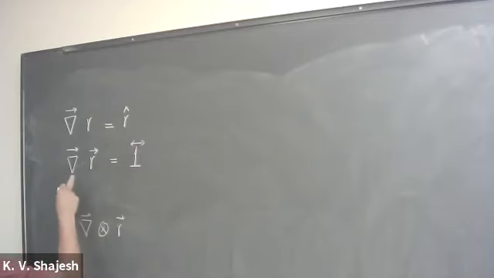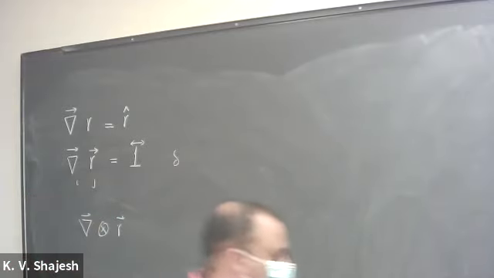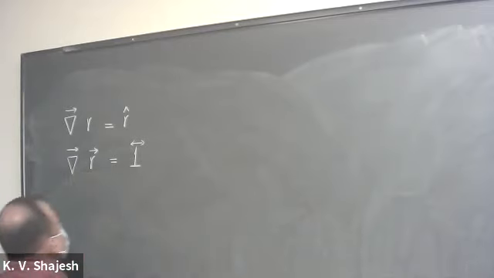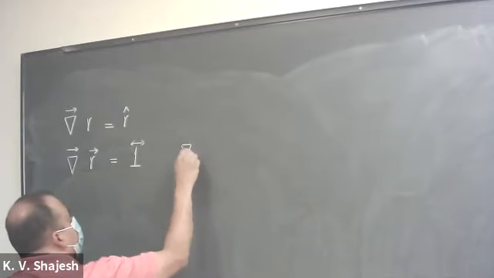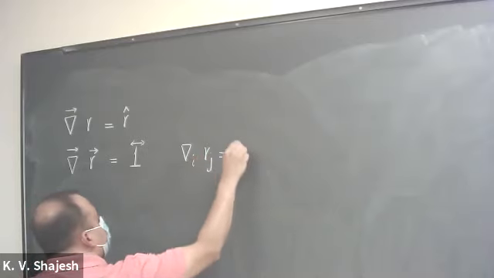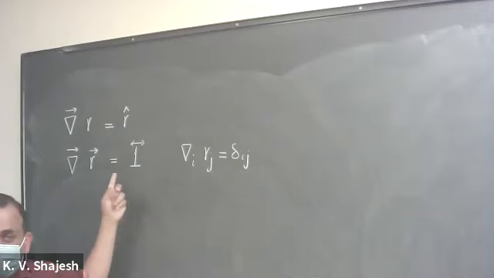If you want, see this as i and j. So this is an i, that's a j, and this is delta ij. Another way of looking at this is the gradient of i, r of j is equal to delta ij, which we explicitly did just now. That's just that statement written in vector form.